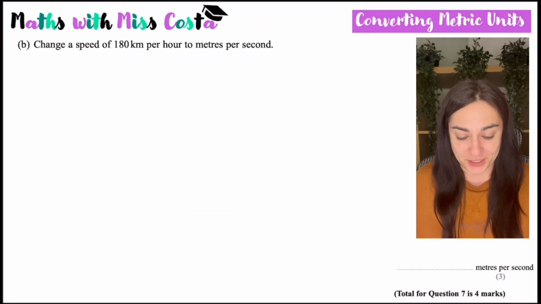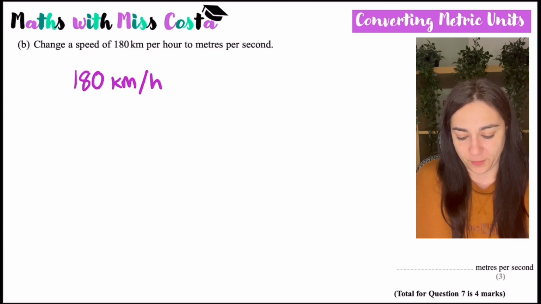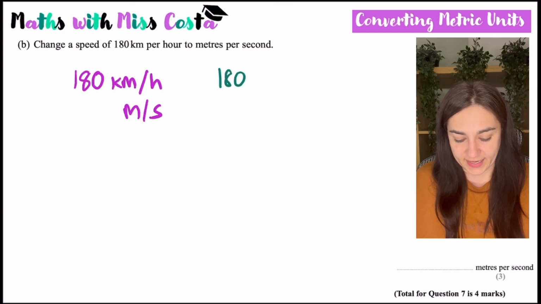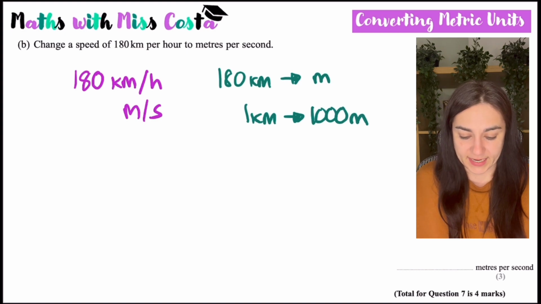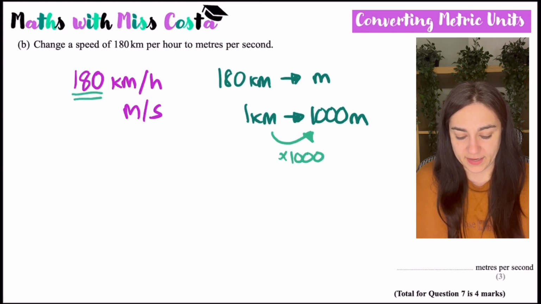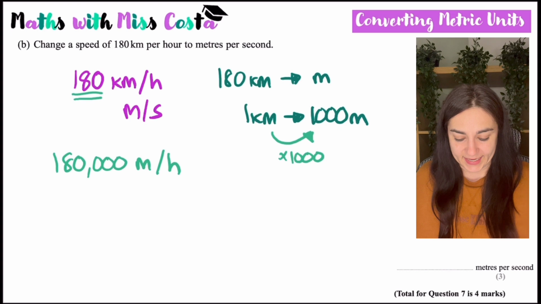So another converting metric units question, I need to change a speed of 180 kilometres per hour to metres per second. Okay, so there's a few things I need to think about first. First, I want to change 180 kilometres into metres. So how do I change kilometres into metres? I know that 1 kilometre is equal to 1,000 metres. Therefore, to get from kilometres to metres, I multiply by 1,000. So 180 kilometres is going to be 180,000 metres per hour.